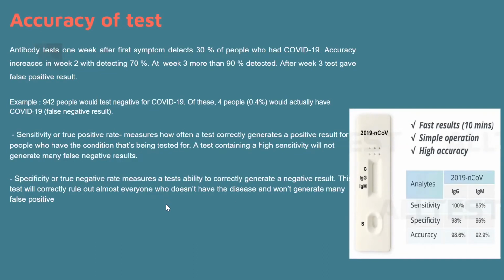Sensitivity, or true positive rate, measures how often a test correctly generates a positive result for people who have the condition that's being tested for. A test containing a high sensitivity will not generate many false negative results. Specificity, or true negative rate, measures a test's ability to correctly generate a negative result. This test will correctly rule out almost everyone who doesn't have the disease and won't generate any false positive.